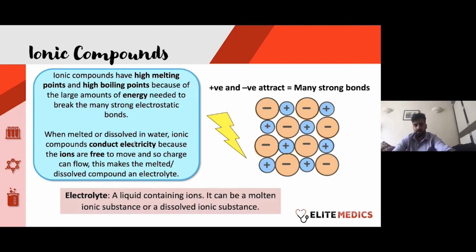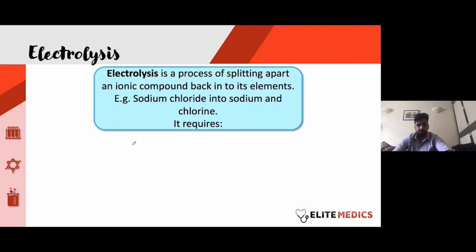Okay. Right, so the electrolyte. This is what we define as the liquid containing the ions. So this is what we're actually going to try and split apart. It could be a molten ionic substance or a dissolved ionic substance. For the reasons we just said, it needs to have mobile charge carriers. So by definition, electrolysis is a process of splitting apart an ionic compound back into its elements. For example, sodium chloride, we want to split apart into sodium and chlorine atoms.